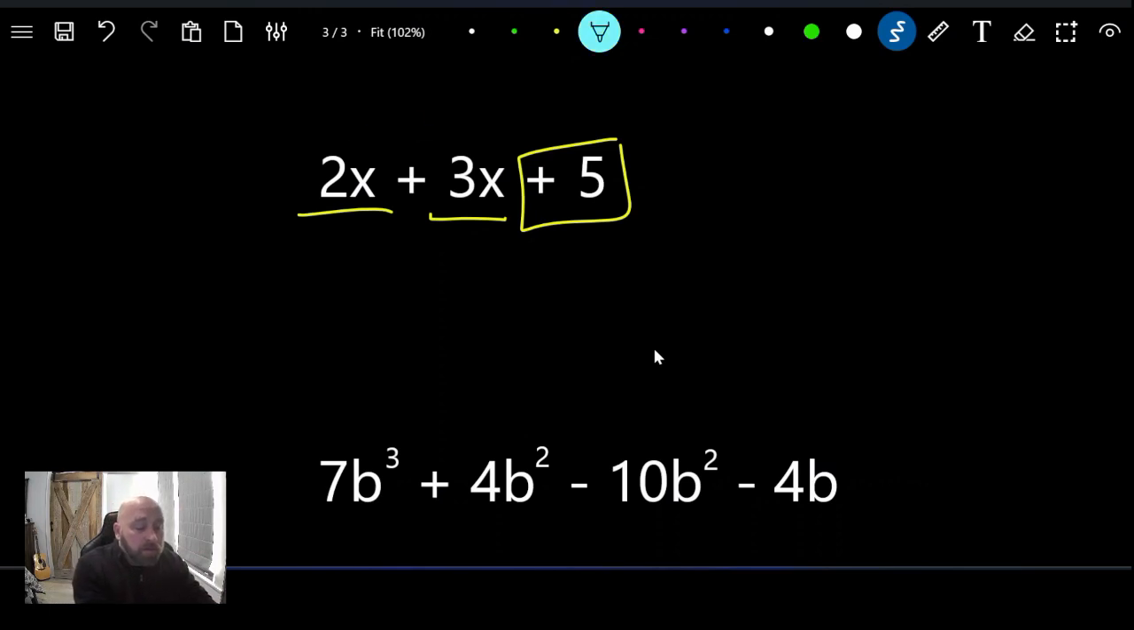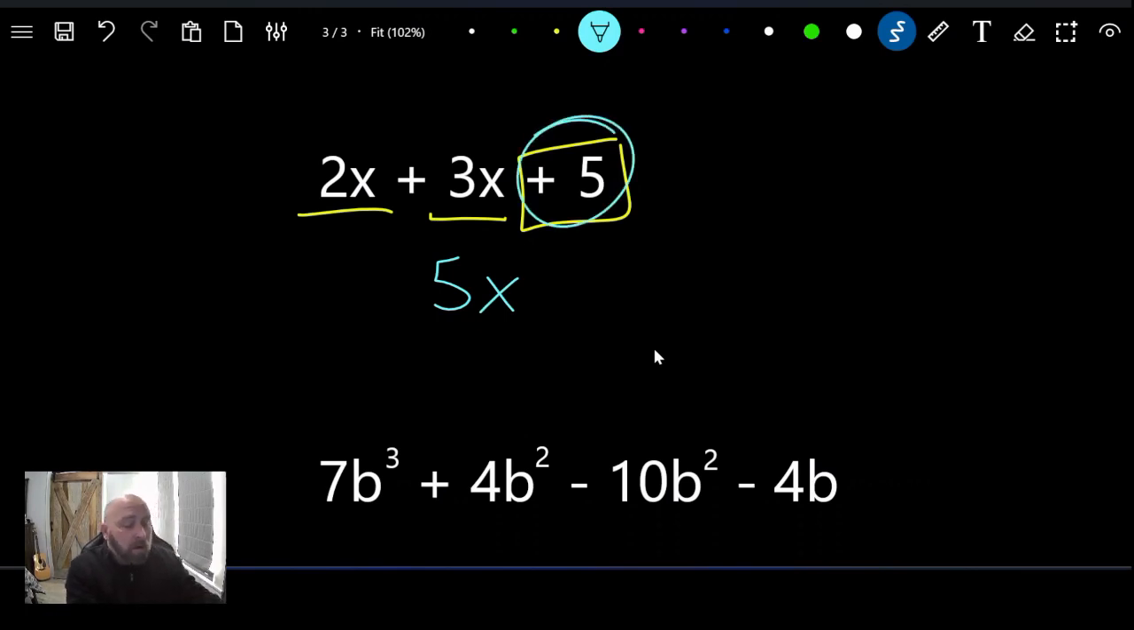So what we want to do is add these two together. If I have two x's, let's call x's apples. If I have two apples, and I take 3 more apples, and I put them all in the same bag, how many apples do I have? I have 5 apples, okay? So I have 5 x's over here.